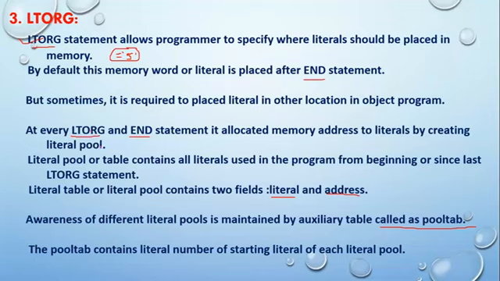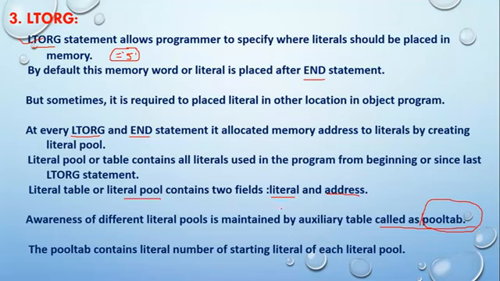Now all these literal pools, or all the different literal tables, are combined and maintained in a single table. That single table is nothing but the pool tab. The pool tab contains the literal number of the starting literal of each literal pool. For each literal pool, we consider the starting number of that literal pool, and that starting number is added into the pool tab. That is the common data structure, a common table corresponding to the different literal pools or literal tables, used with the LTORG statement, which is used to process the literals in your program.